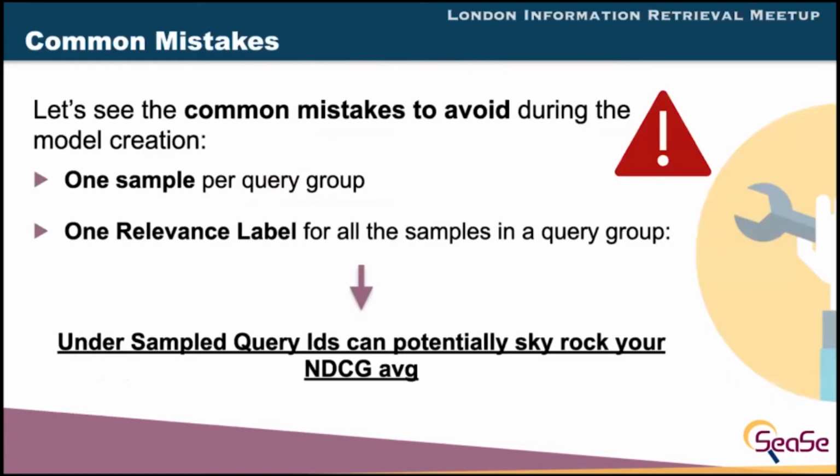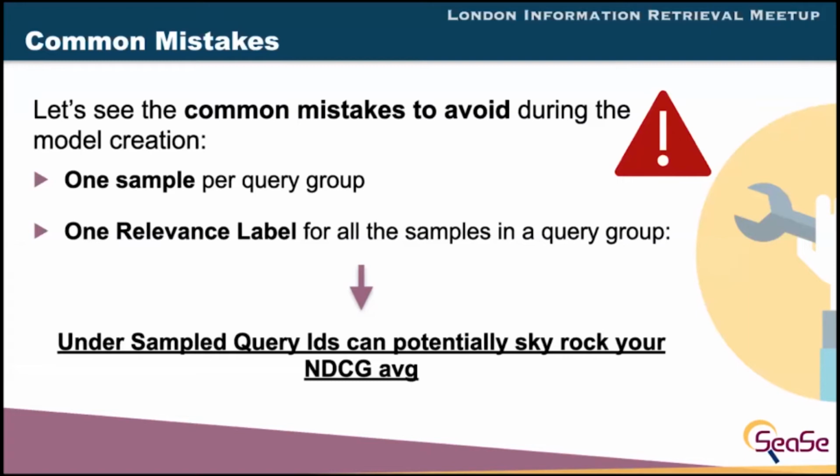So this is very important to understand, because when we are creating our training and test sets, we have to be sure that we are using a realistic set of samples, and we must have a balance of samples per query in both sets. So we should avoid these common mistakes, and we have to pay attention to two possible conditions that can potentially skyrocket the NDCG average.